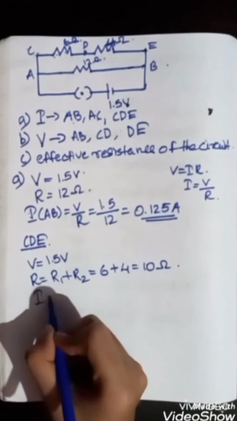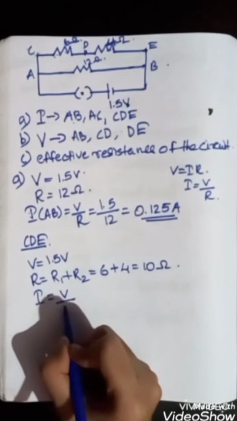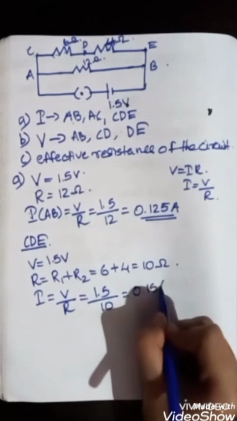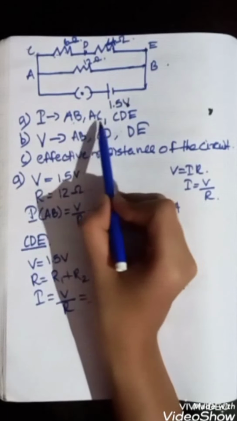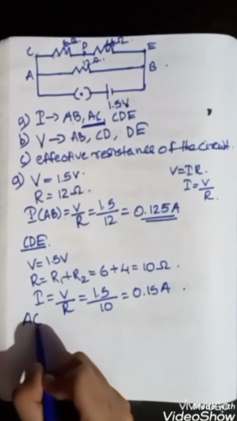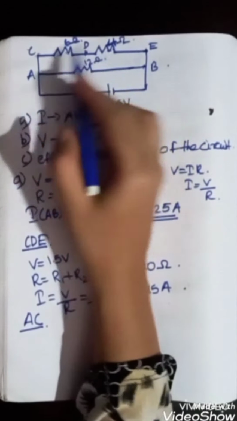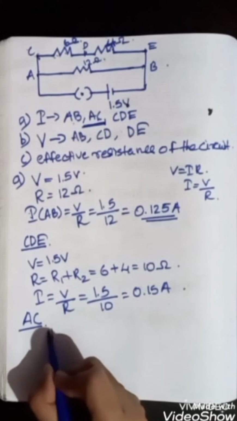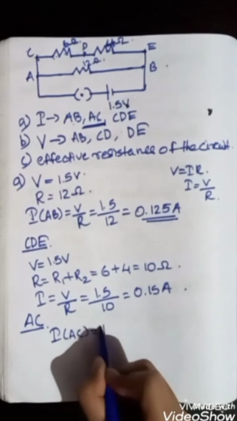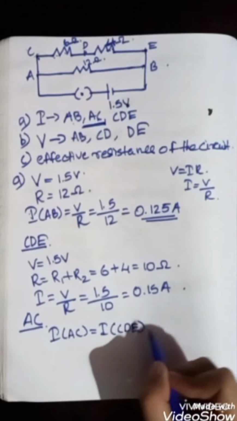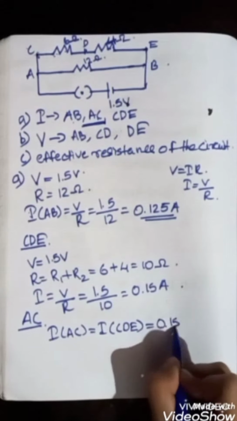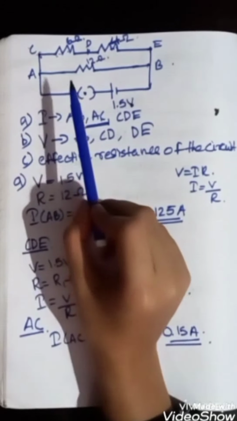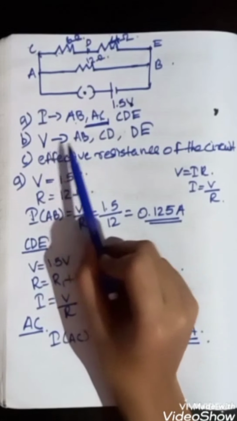Then what is the current through CDE? I is equal to V by R, that is 1.5 by 10, which is equal to 0.15 ampere. We also have to find the current through AC. The current in AC is also the current through CDE, so I AC is equal to I CDE, which is equal to 0.15 ampere. Hope you understand.